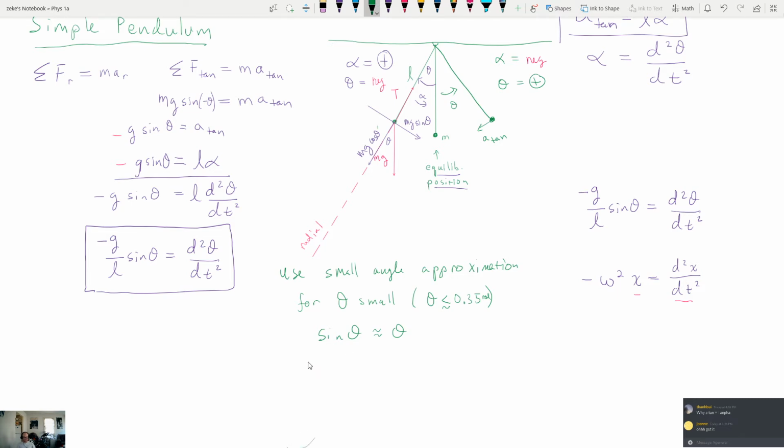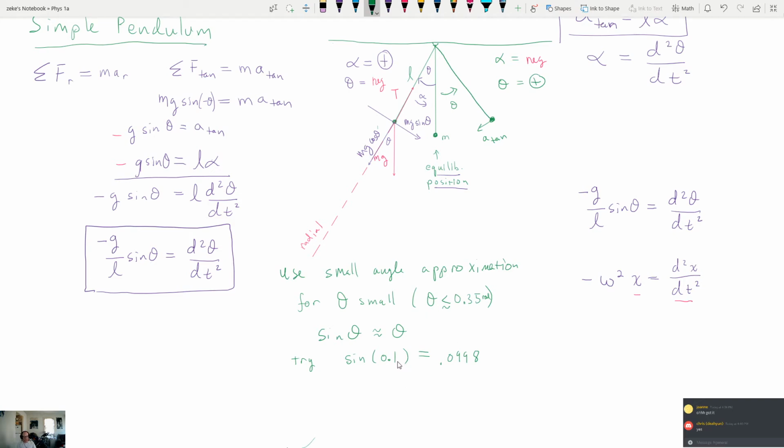You can test this yourself. You can try sine of 0.1. If you plug that into your calculator, and it's got to be in radians, okay? Sine of 0.1 is 0.0998. That works, right? It looks like the sine of 0.1 is approximately equal to 0.1. Does that seem reasonable? Now, as the angle gets bigger and bigger, the approximation is going to get worse and worse, okay? So what we can say is the simple pendulum is going to act like simple harmonic motion as long as the angle doesn't get too big.